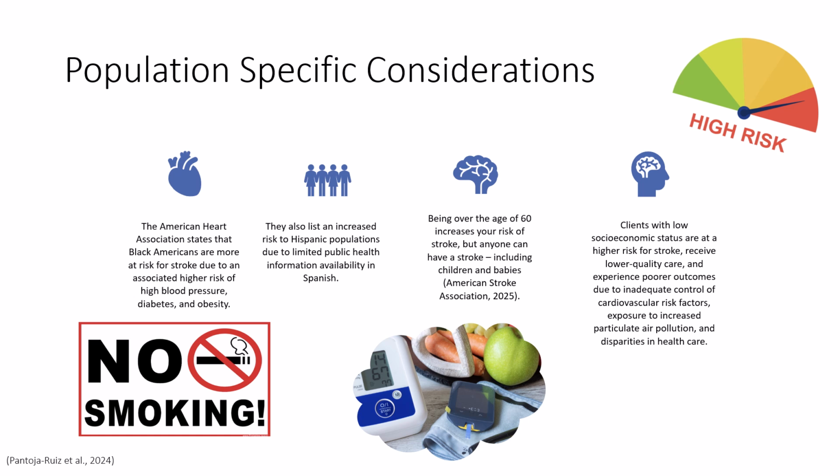Some population-specific considerations include Black Americans are more at risk for a stroke due to associated higher risk of high blood pressure, diabetes, and obesity. Hispanic populations are also at risk due to limited public health information availability in Spanish. Being elderly over the age of 60 increases your risk of stroke, but anyone can have a stroke. And clients with a low socioeconomic status are at a higher risk for stroke, receive lower quality care, and experience poorer outcomes. Due to inadequate control of cardiovascular risk factors, exposure to increased particulate air pollution, and disparities in healthcare.